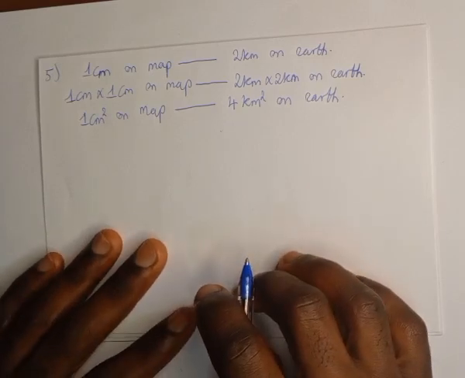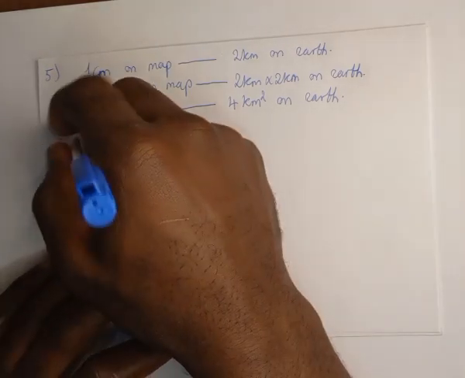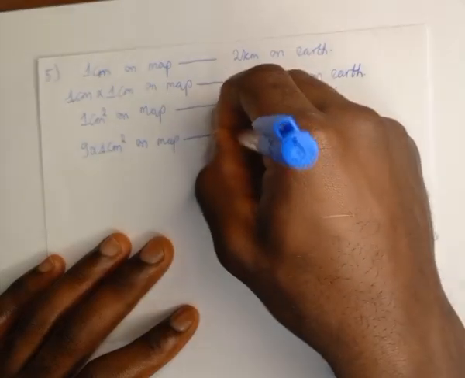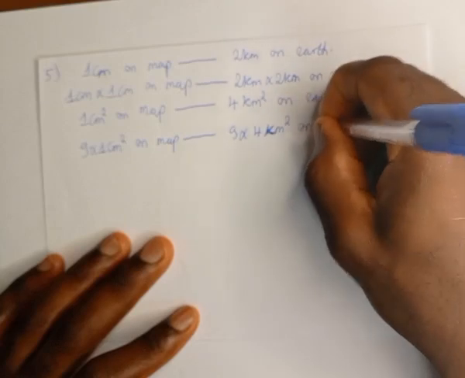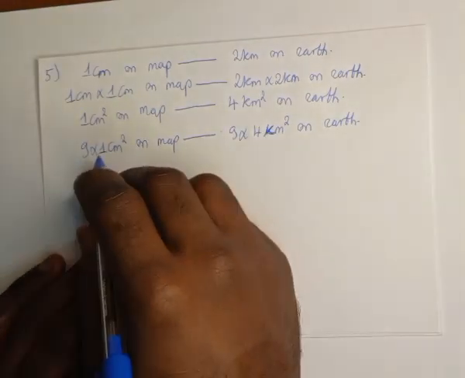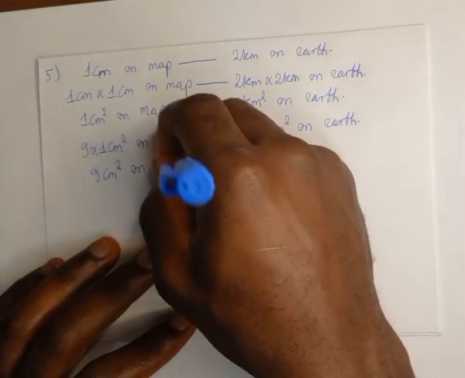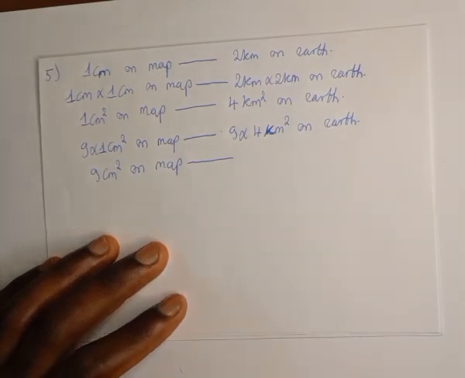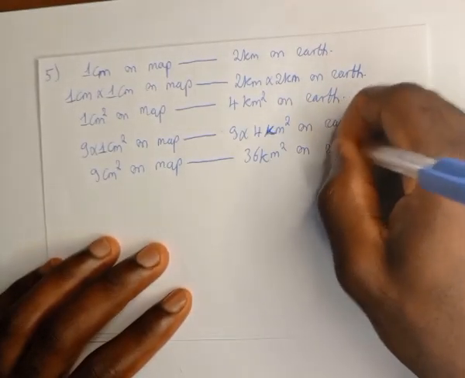Now we have been given 9 centimeters squared on the map. If we multiply both sides by 9, 9 times 1 centimeter squared on map will be equivalent to 9 times 4 kilometers squared on Earth. 9 times 1 gives us 9 centimeters squared on map. It will be equivalent to 9 times 4, which is 36 kilometers squared on Earth.